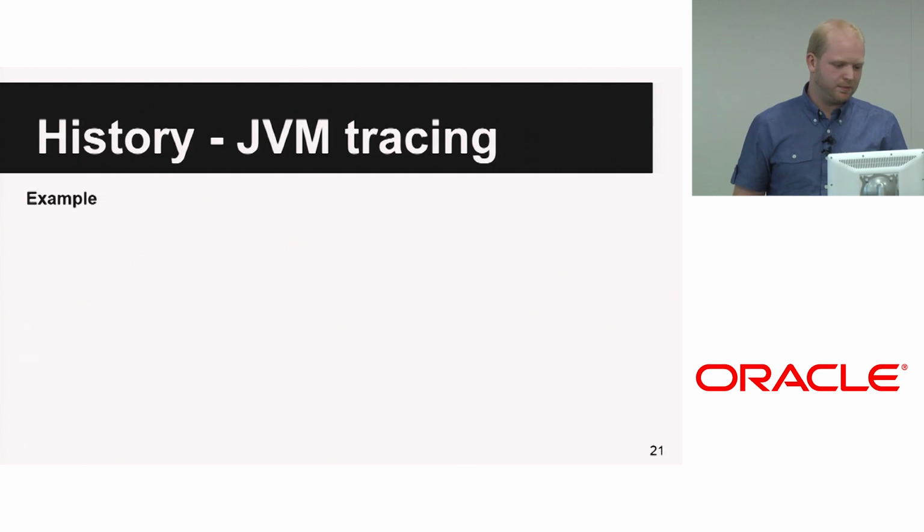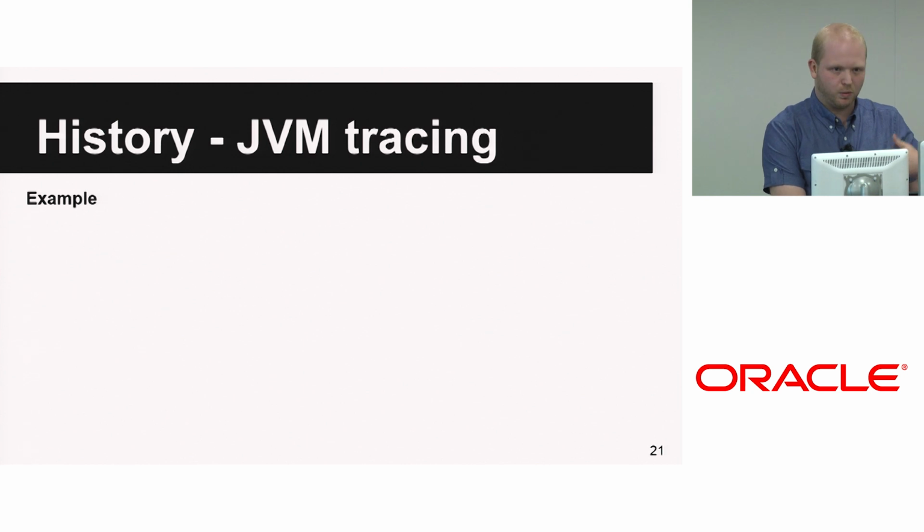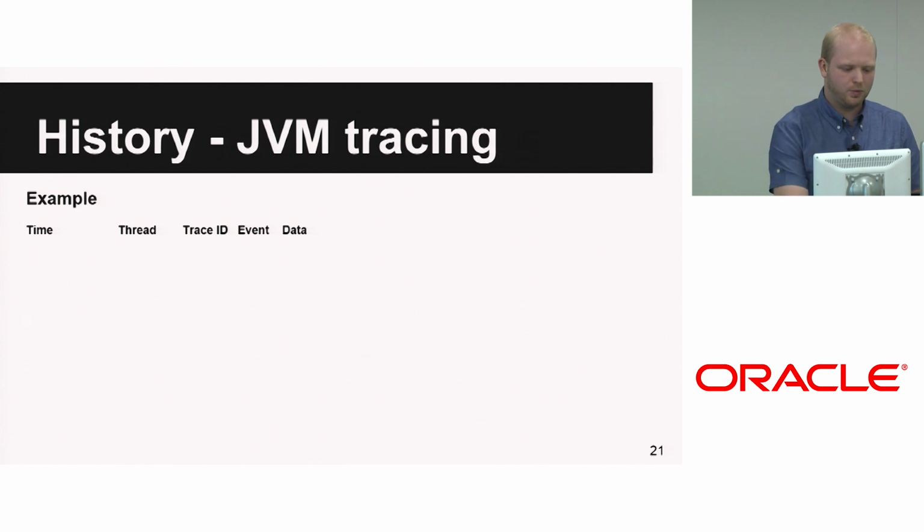So just a quick example of what JVM tracing could look like, because there's a lot of talk about what it is, or how it could be, but not what it actually looks like. Basically, we put in the timestamp, the thread ID, the trace ID, which is the trace point ID I talked about on the previous slide.